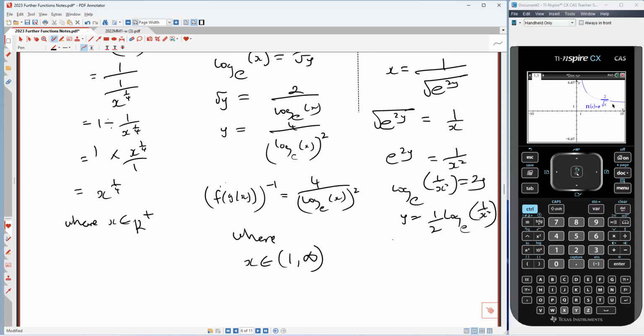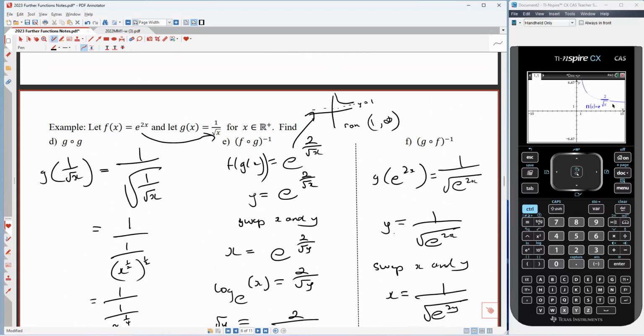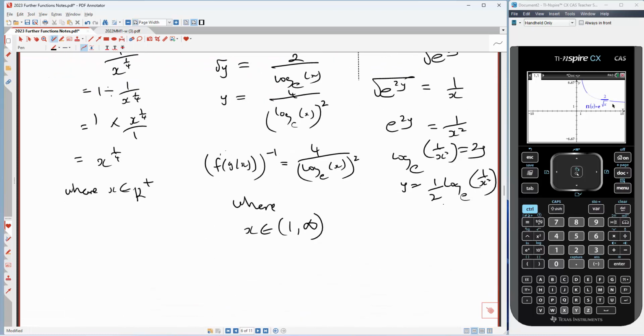Oh god, I've got to work out the domain of this thing as well. I think I'm going to skip that. So I'm going to conclude g of f of x inverted is half log e of 1 over x squared.